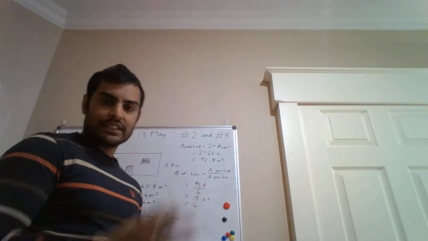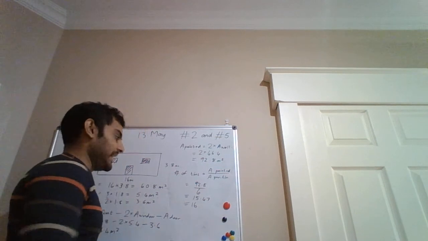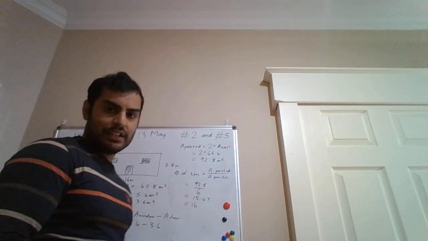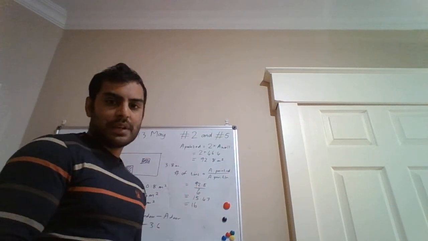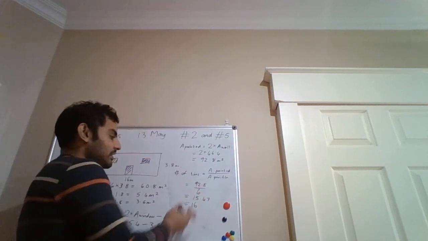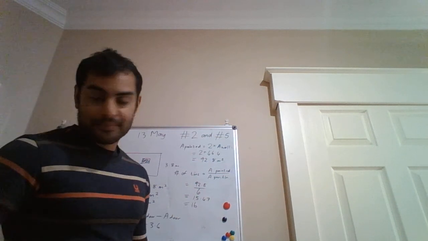So we'll buy 16 tins of paint, and we'll have half a tin left over. If we round it down to 15, then we would have too little paint. So our only option is to round up here.